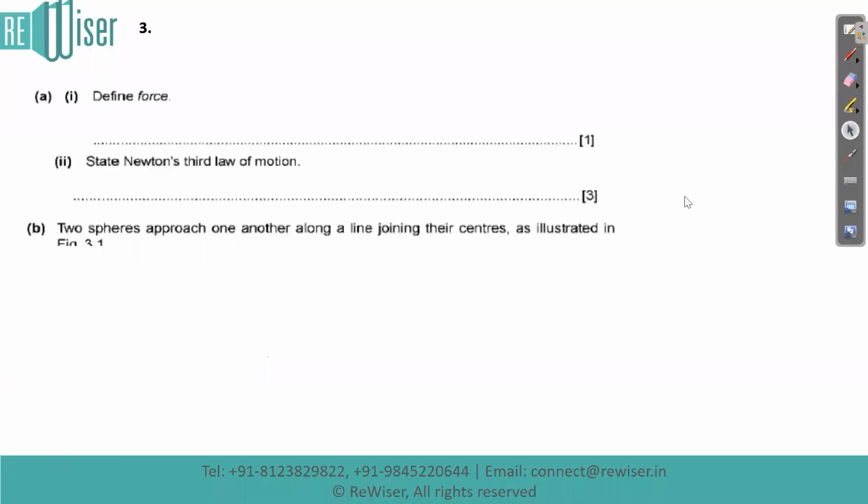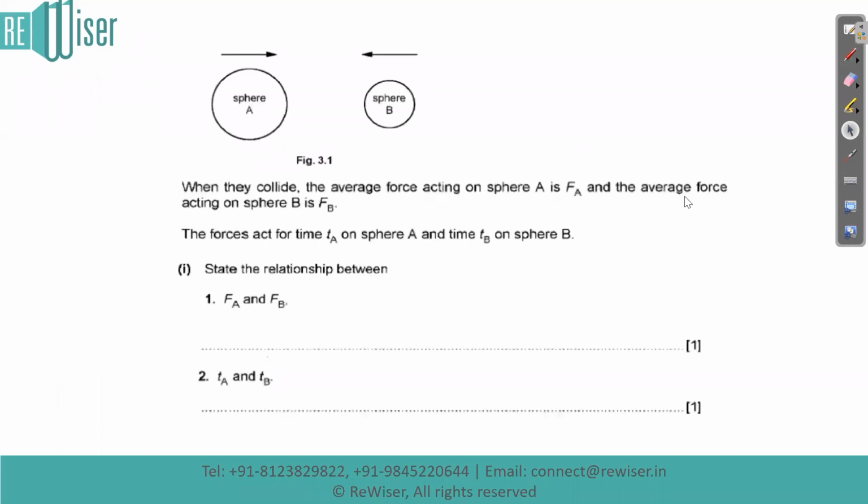Now, two spheres approach one another along the line joining their centers, illustrated in figure 3, as you can see. They are basically traveling opposite to each other through one single line. When they collide, the average force on sphere A is Fa, the average force on sphere B is Fb. The force applied by B to sphere A is Fa, and the force applied by sphere A to B is Fb.